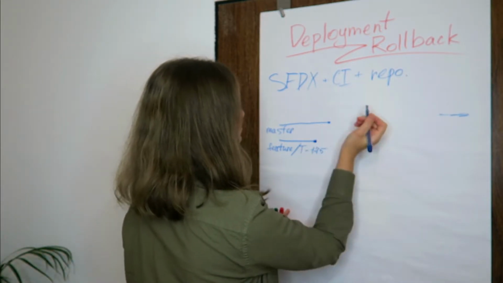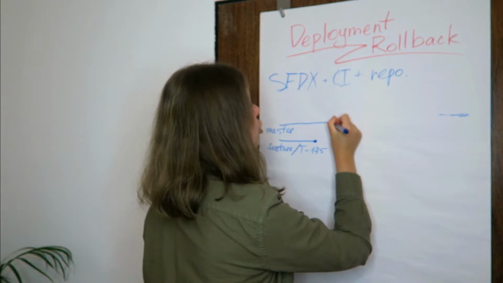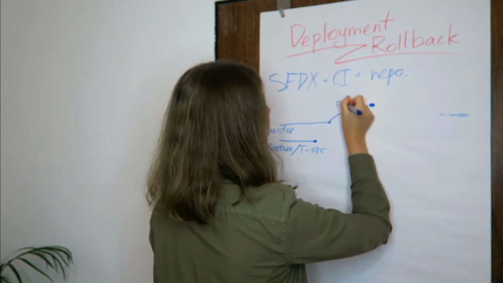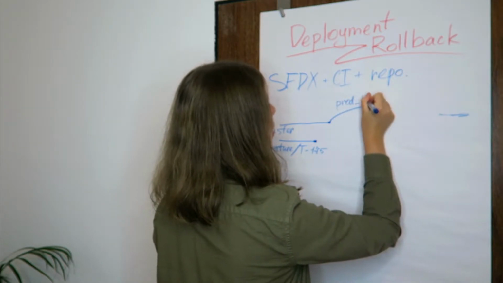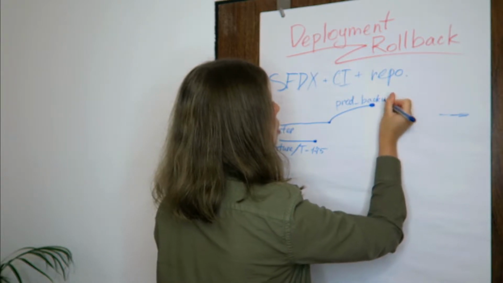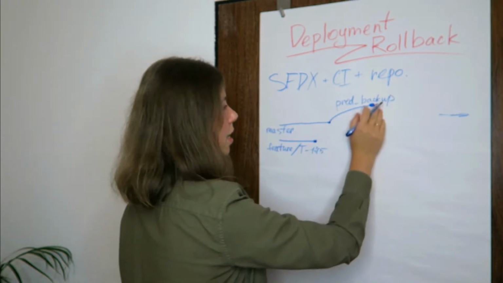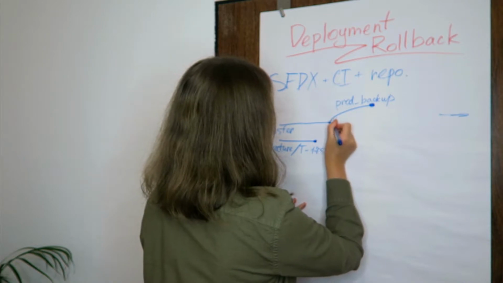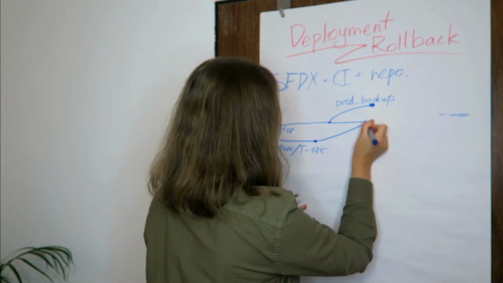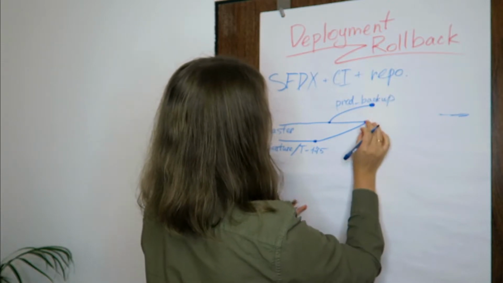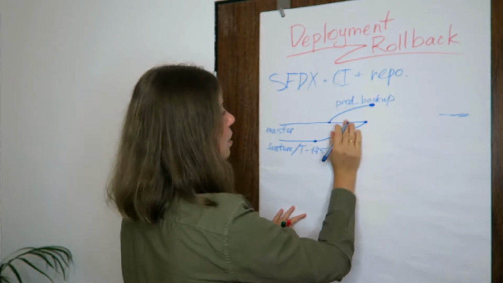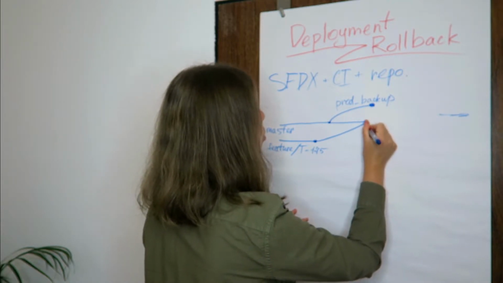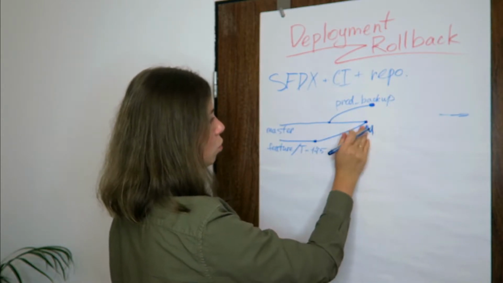How to do that? Here you would create another branch, like prod backup. You are creating a branch from master, and this would be already separated. Then you are doing the merge of your feature to master, which means deployment.